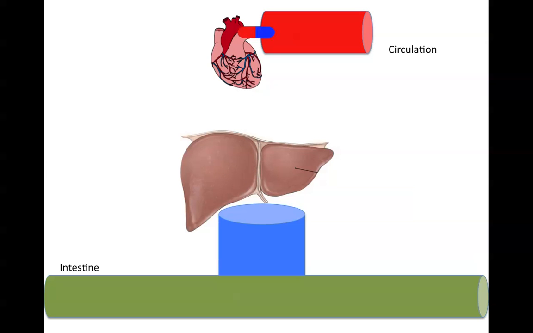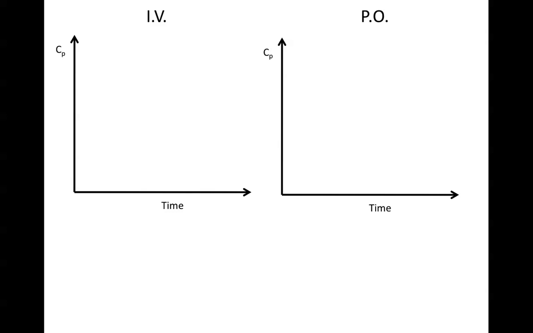That last pill will make it into circulation, and that can be compared to giving a drug intravenous, where you'd just be injecting 100% of that drug into circulation. So giving it by PO in this example, only 1/3 of the amount of drug that you gave, only one of those 3 pills, actually made it into circulation. Whereas if you give a drug IV, 100% of the drug that you give immediately makes it to the plasma, into the circulation. So you can draw 2 curves, one for IV and one for PO.